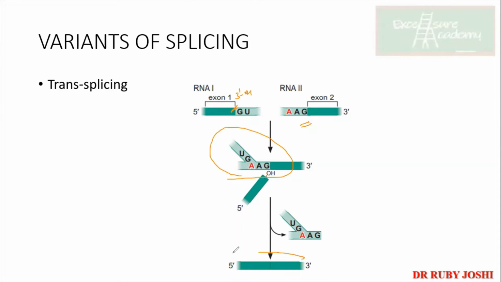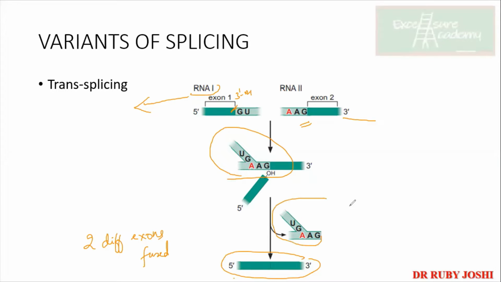So those exons are getting fused. So what is happening? Two different exons are getting fused. समझ में आ रहा है? This is RNA1. This is totally separate mRNA. The two different mRNAs are present. Their introns are getting fused and their exons are getting fused.